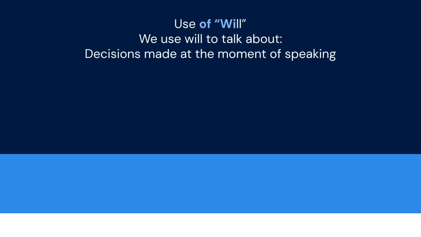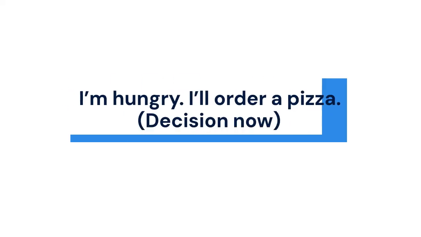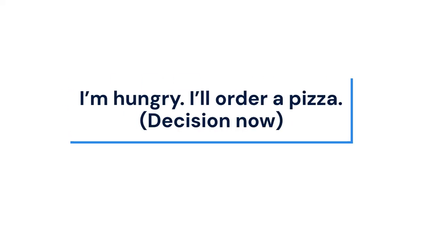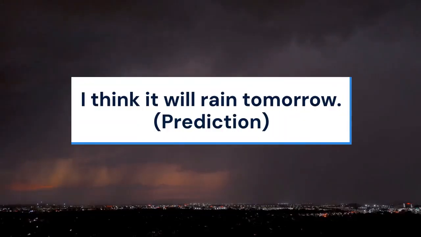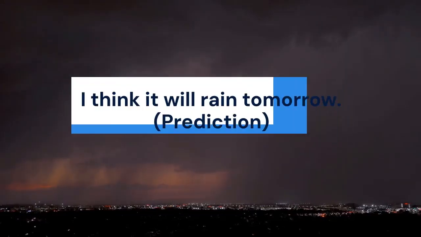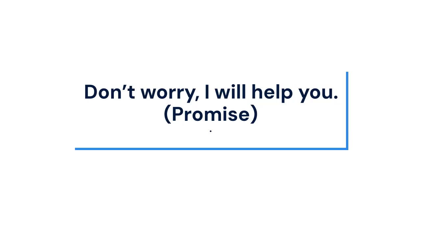Use of will. We use will to talk about decisions made at the moment of speaking, predictions, promises, or offers. Examples of will: I am hungry. I'll order a pizza. Decision now. I think it will rain tomorrow. Prediction. Don't worry, I'll help you.